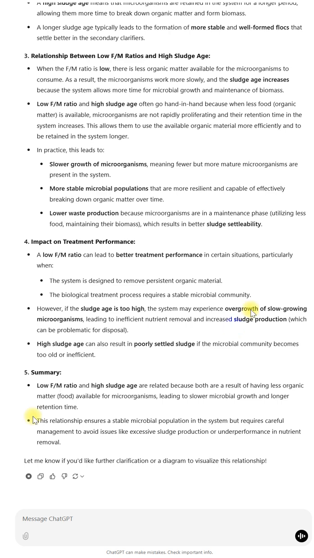Let me know if you'd like further clarification or a diagram to visualize this relationship.